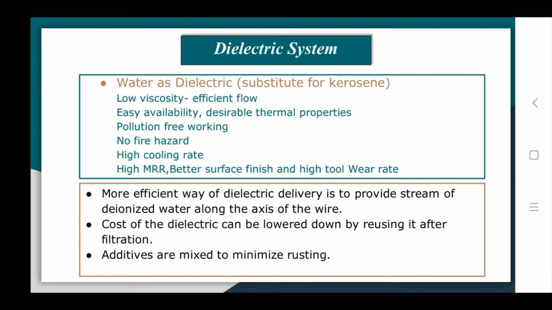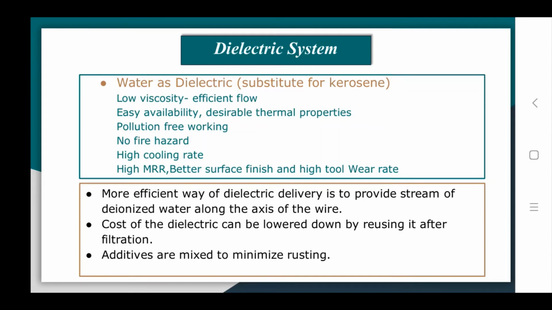That is a basic requirement of our deionized water. It should cool down very easily, be easily available, and also be pollution free. This dielectric fluid should not pollute the working environment or working area, and it should not have any fire hazards. Because the whole setup is not immersed in the dielectric, there should not be any fire hazard in the wire EDM process. And also, a high cooling rate is one of the important parameters required for this wire EDM process.